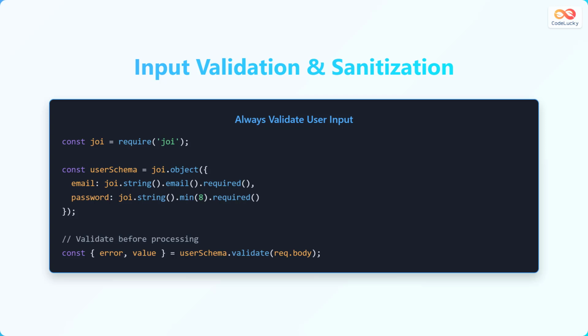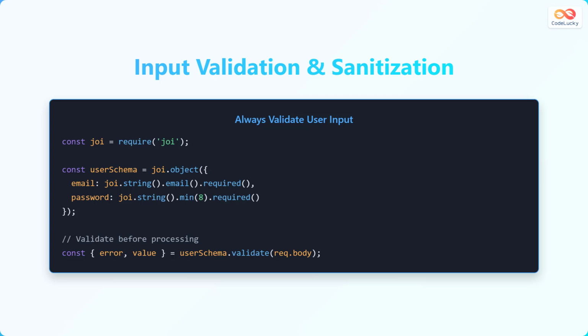First, let's talk about input validation and sanitization. It's extremely important to validate all user inputs to prevent malicious data from entering your application. Here is how you can use Joi library to validate user input. First, require the Joi library. Then, create a user schema object with validation rules.